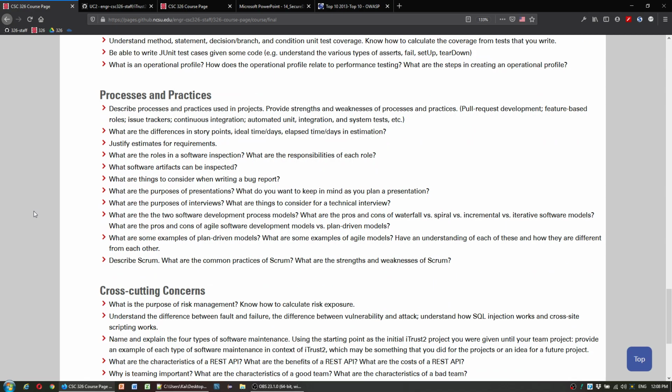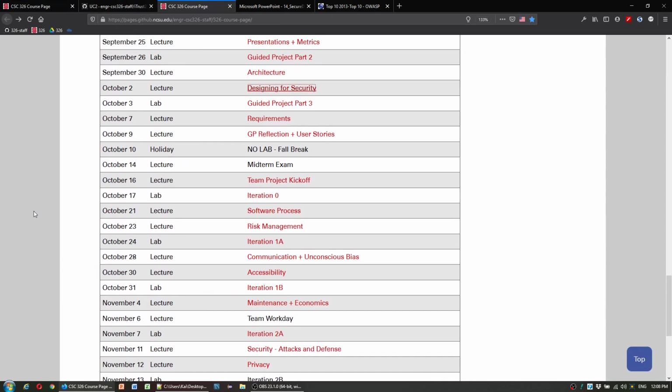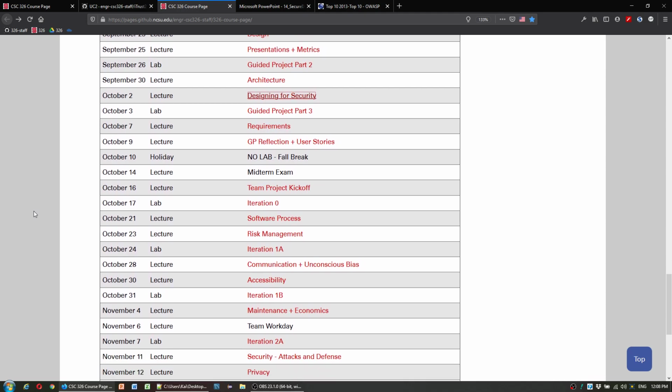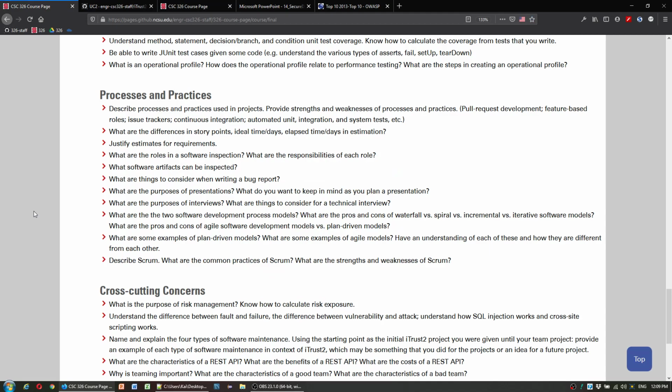All right, processes and practices. I think a bunch of this stuff is new here. Yeah. All right. So, pull request development, feature-based roles, issue trackers, continuous integration, and automated tests.